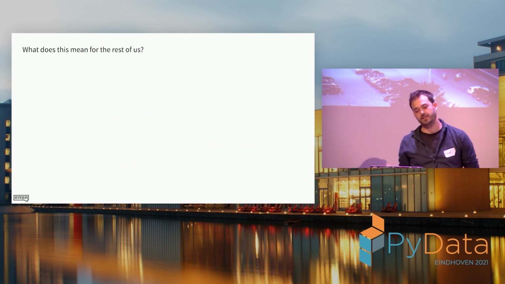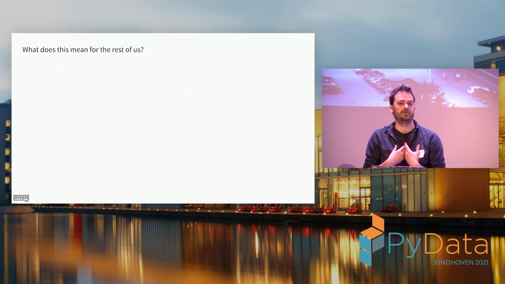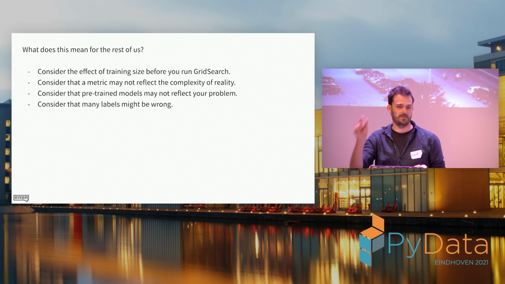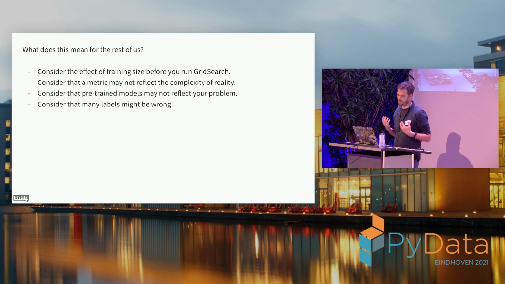So what does that mean for the rest of us? My background is NLP. I can imagine that's not everyone's use case here, but I do think there are some general lessons that apply beyond my own domain. In general, we should consider the effect of the training size more before we run a grid search. Grid search will typically give you one number, but that number is not going to tell you the number of examples and that sort of thing. It's a huge dimensionality reduction of reality. I also think a single metric might not reflect the complexity of reality at all. You're going to optimize for one single number, but in reality, you're typically interested in 5 things.